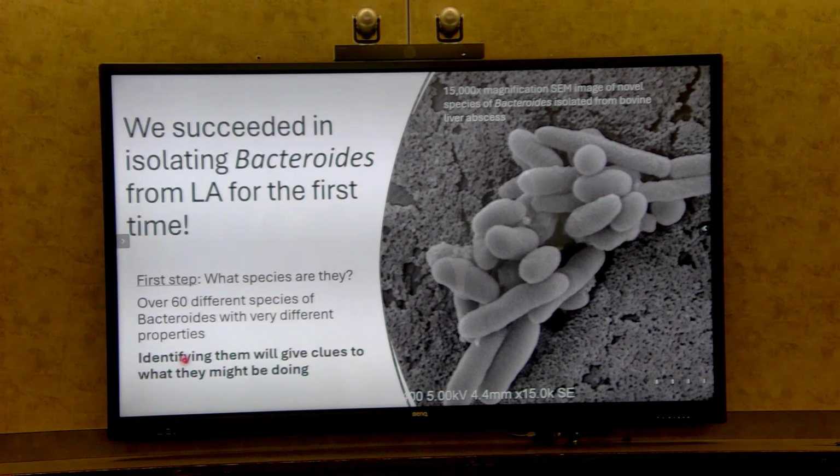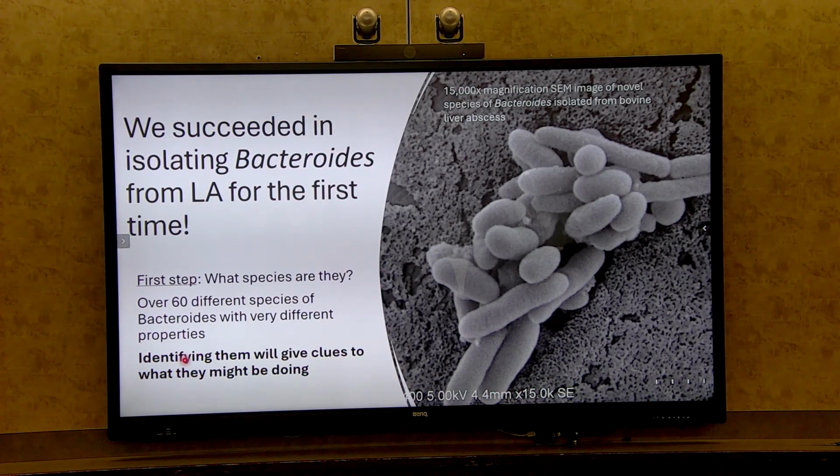So we were able to successfully isolate Bacteroides from liver abscesses. This is a scanning electron micrograph of our isolate. It's not particularly interesting looking. Most bacteria either look like circles or rods.